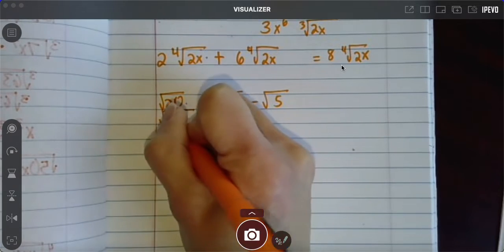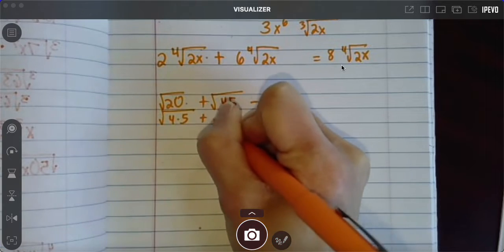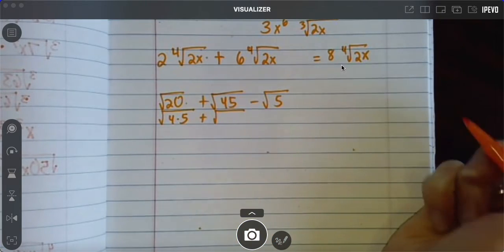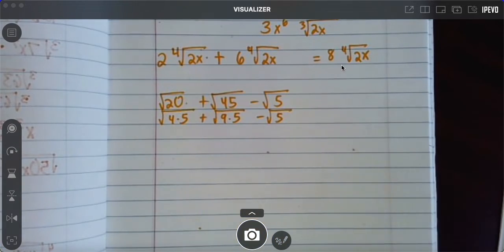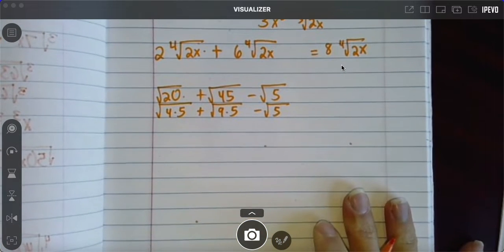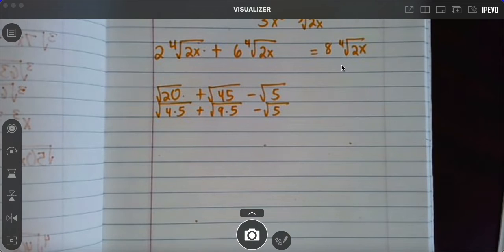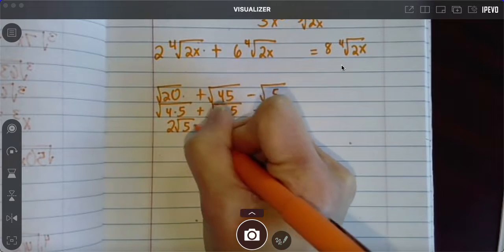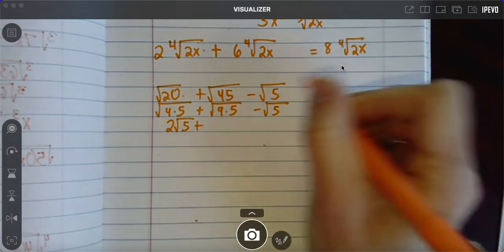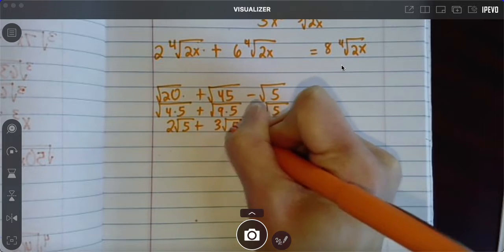4. 4 times 5. Now I'm going to rewrite this one. What times 5 is 45? 9. And then this one is fine, left over, square root of 5. Okay? I just bring it down. Now I can take these square roots, and then I'll be able to add and subtract. What is the square root of 4? 2. So I have 2 square roots of 5. What's the square root of 9? I have 3 square roots of 5.